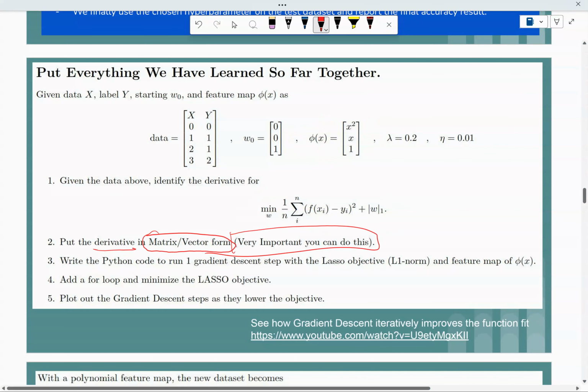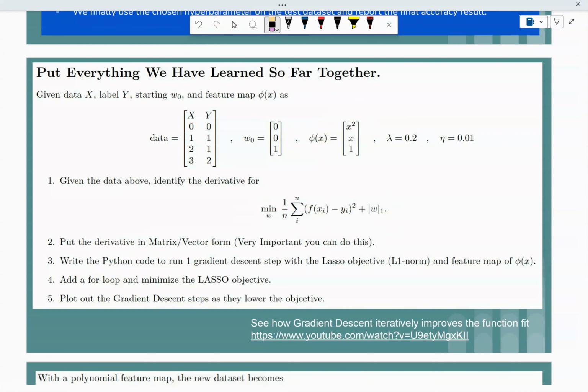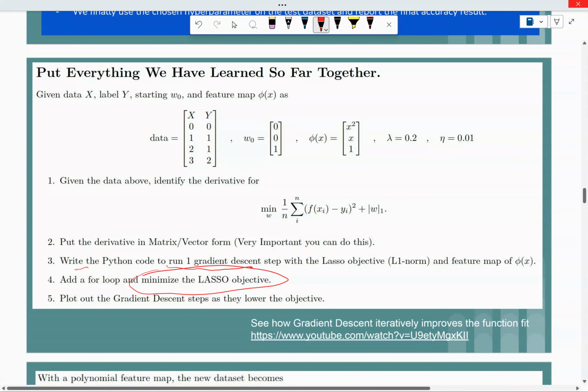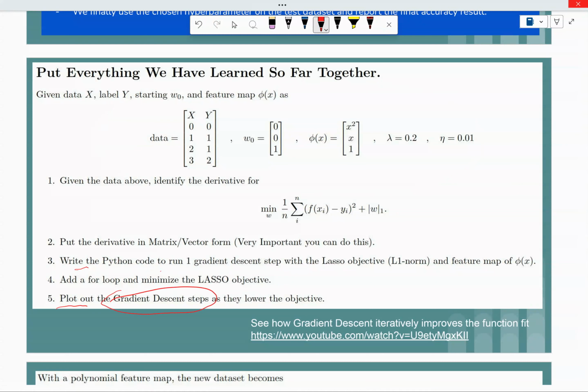It's important that you can do this because it will make your life so much easier later on when you're coding. Then start off by seeing if you can write the Python code to just run one gradient descent step, just one step. Once you can get that one step, make sure you got your answer correct, then put it in the loop to basically minimize the objective and solve this problem. As you do that, lastly, I want you to plot out the gradient descent steps. I want you to show that as you take each step, it goes lower and lower.